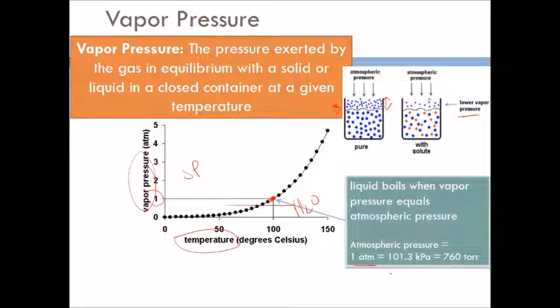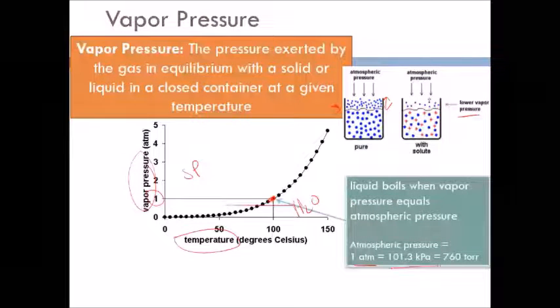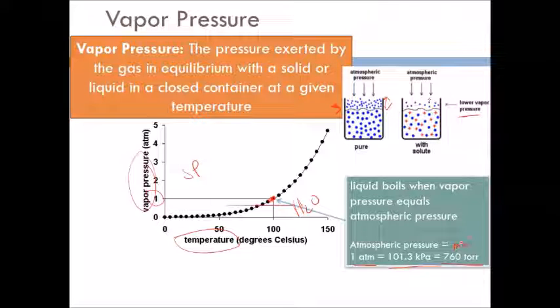And 1 atm is standard pressure, so is 101.3 kPa, and 760 torr or millimeters of mercury is also considered standard pressure. Standard pressure at sea level.